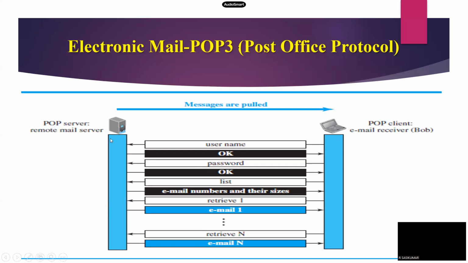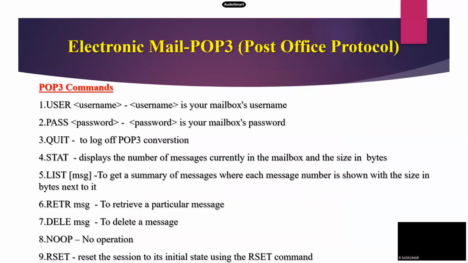The left hand side is a POP server, and the right hand side is a POP client. So the client has to attach to the server. First the client initiates the username, so the server will check whether that username is authorized or not. If it is authorized, the server will give a reply to the client. Then the server will ask for the password. The user has to type the password, and the server will verify whether the password is authenticated or not. If it is authenticated, it will give a reply to the client. That is the first and second command, USER and PASS.